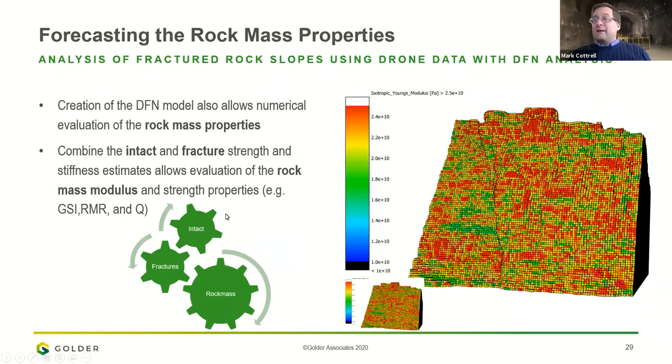We can then upscale that DFN to come up with rock mass modulus of the rock slope. So we can see which locations we're seeing stiffer material in red, so low fracturing, but also seeing sort of degraded locations. So locations where we've got high levels of natural fracturing, we've got lower levels of stiffness. So locations where maybe the clamping stresses around blocks may give rise to slope failure.